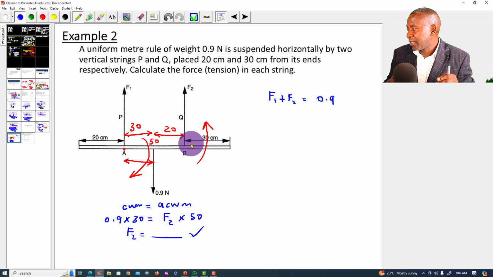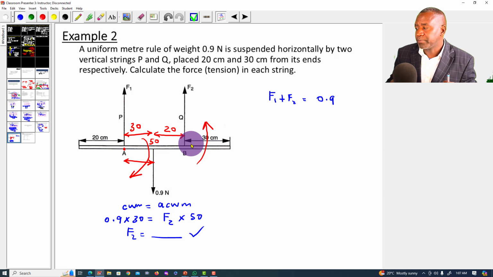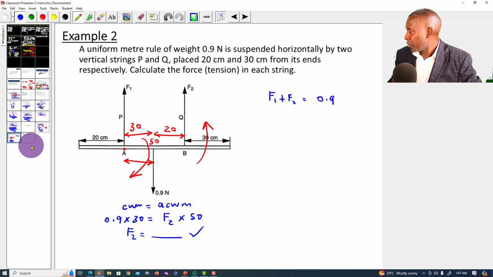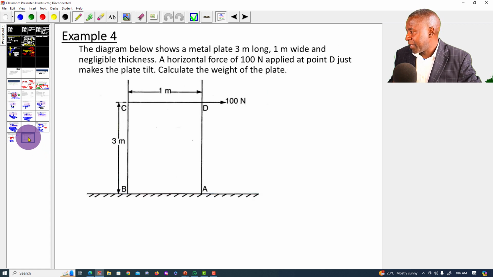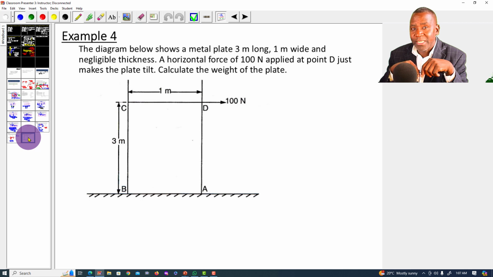So I think go through the video, look at the argument that I've tried to present in this particular video, and see how those problems are worked out. Then I have just one question for you. This one appears in the revision exercise. I'm calling it example 4, but in your textbook it is a revision problem. So go through that problem and see whether you are able to work it out.